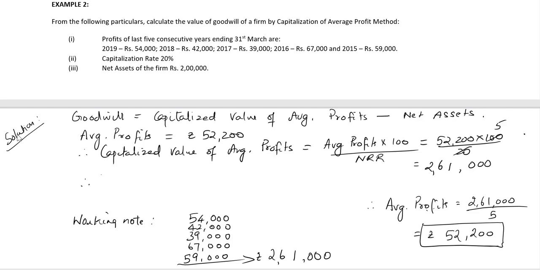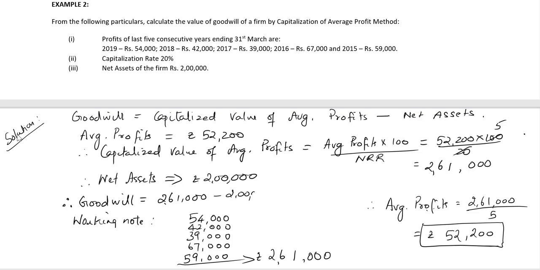The net assets is given as rupees 2 lakh. Therefore the answer for goodwill is equal to 2,61,000, which is the capitalized value of average profits, minus the net assets, which is equal to rupees 61,000 is the value of goodwill of the firm.